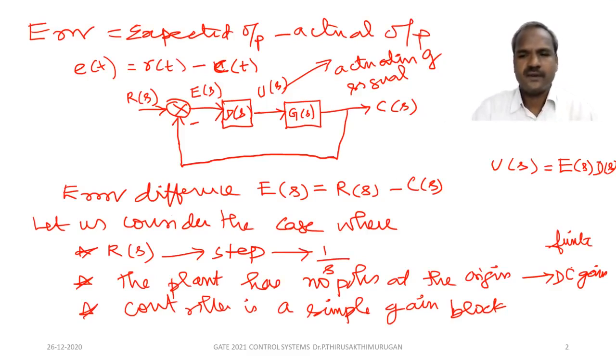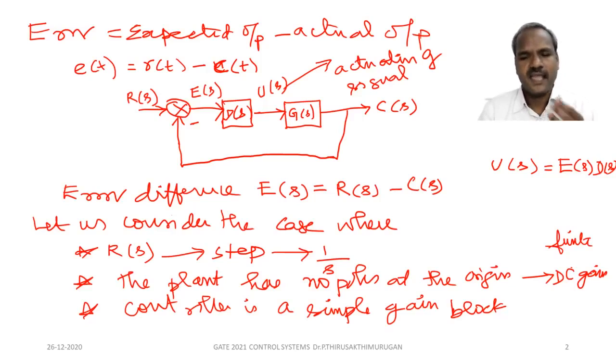From this unity feedback control system, R of S is the reference input. D of S is the controller. U of S is the actuating signal or manipulating variable. Okay, so the error from this diagram is E of S equal to R of S minus C of S, where U of S equal to E of S into D of S.